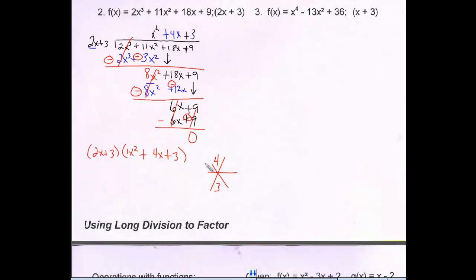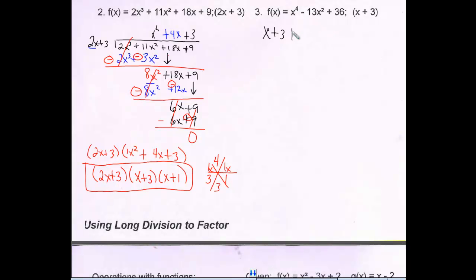Remember, ax is right here, 1x, and the two numbers that multiply together to give me 3, but combine to give me 4, are 3 and 1. So this can be factored further. And this one's done. Last problem.